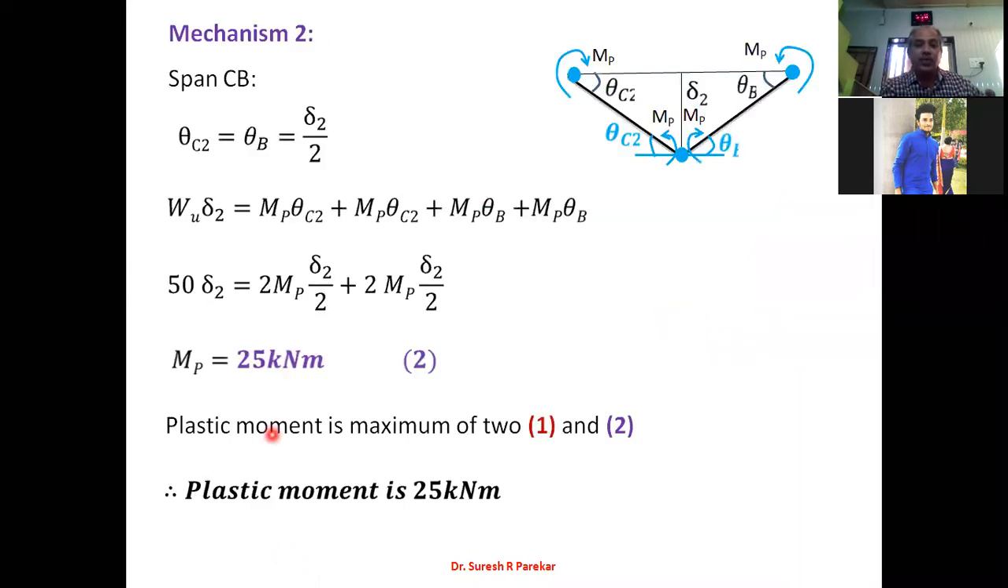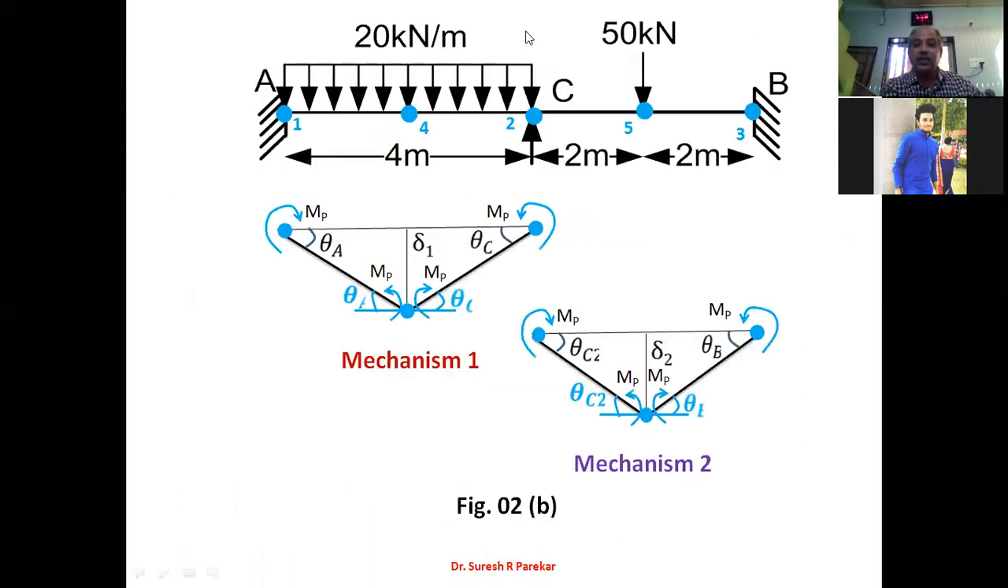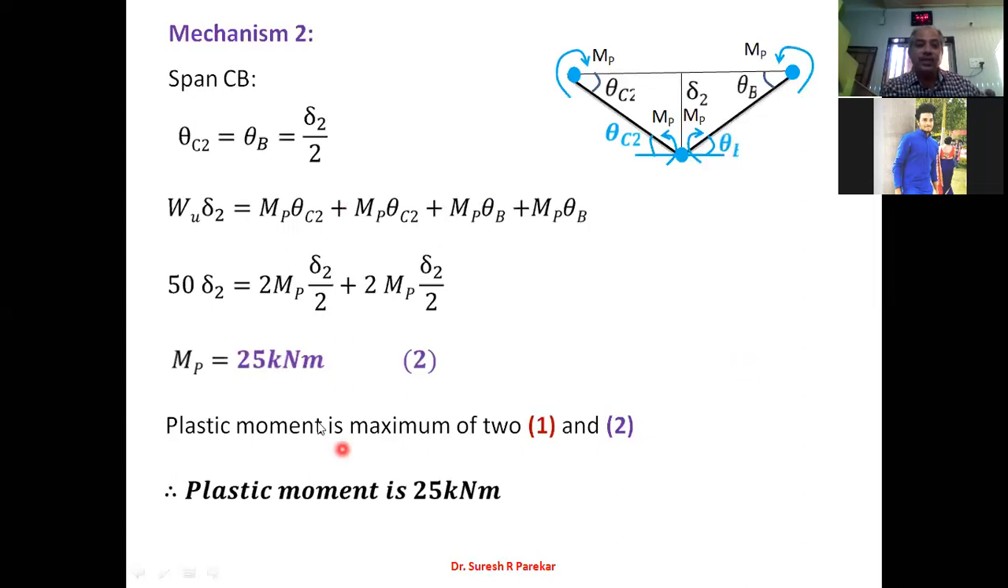Now you can switch over to the second, it's CB. So here we have MP theta C2 and MP theta B over here. Now as the load is in center, that also we have seen. So I have theta C2 equal to theta B. Now I got the value of MP as 25 kilonewton meter.